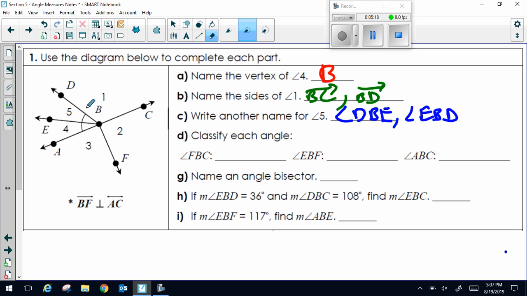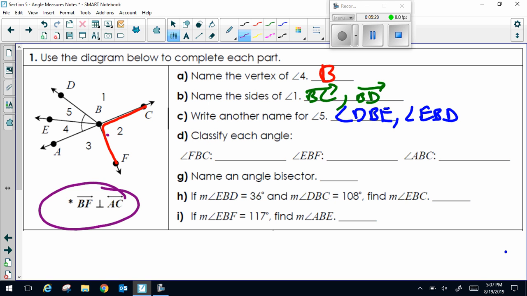Okay. They want me to classify each angle, so angle F to B to C. So F to B to C is right there. And if you look down here, you see that this says BF is perpendicular. That means that it forms a right angle. So that means that this is a right angle. And we're going to talk more about perpendicular lines later on in this unit.